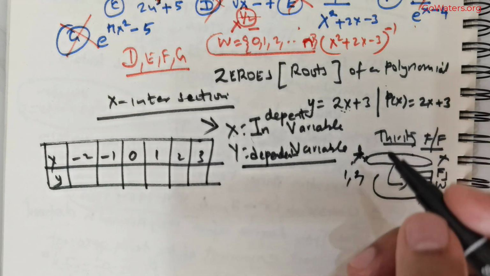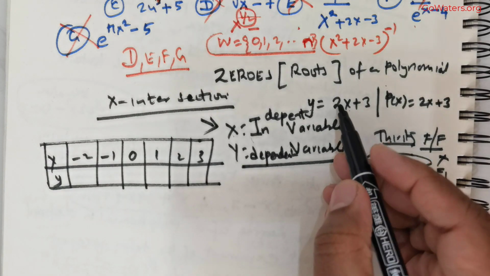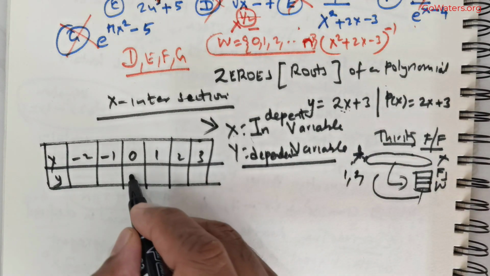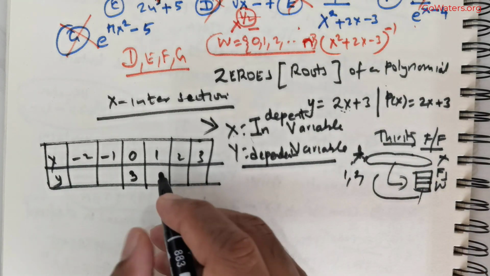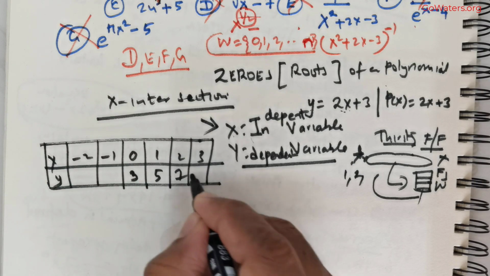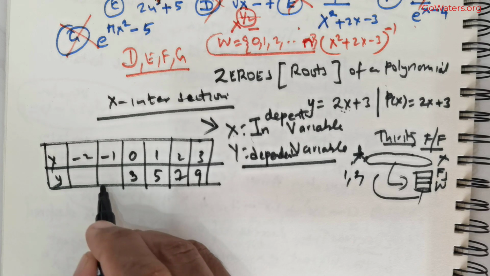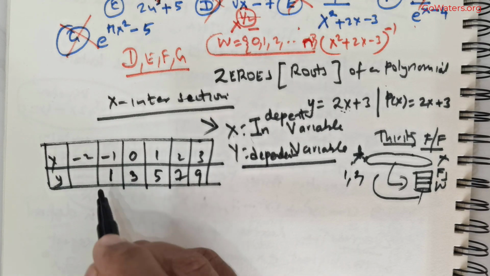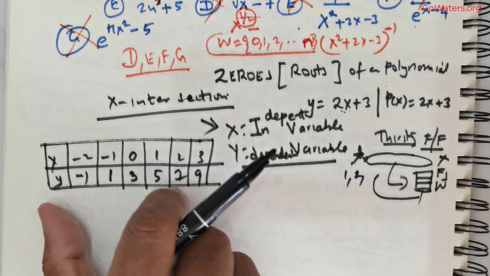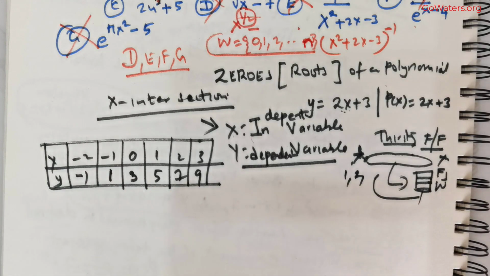But the y variable has got no choice. So in this case, if I were to take x is equal to 0, y becomes equal to 3. X is equal to 1, y is 5; 2 gives 7, 3 gives 9. So these are the values that y is taking. Minus 1, this will be 1, and minus 2, this will be minus 1. So these are the values that y takes.